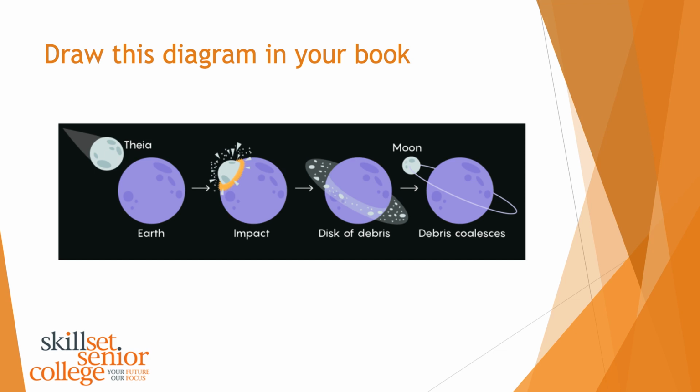You see Theia smashing into Earth, the impact, the disk of debris around the Earth, the debris coalesces to form our moon. It's a really neat little diagram. So you pause the video here. I'd like you to draw this in your book and then share that with us on the Google Classroom.